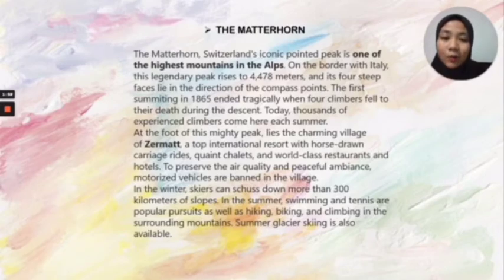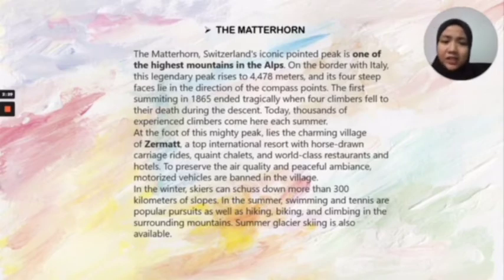and tragically four climbers fell to their death during the descent. Today, thousands of experienced climbers come here each summer. At the foot of this mighty peak lies the charming village of Zermatt.